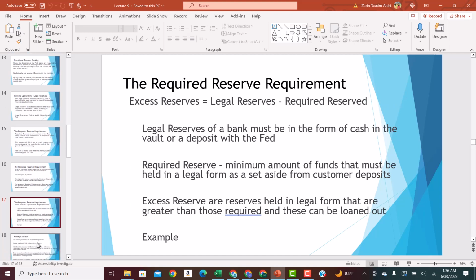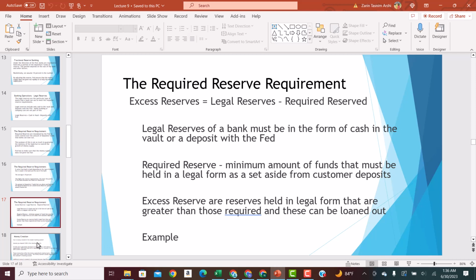There's another term called excess reserve. Excess reserve is basically the final amount of money that banks can loan out to businesses and individuals. The way to calculate excess reserve is legal reserves minus required reserve. Legal reserve is cash in vault plus the deposits of the banks with the Fed. Required reserve is the minimum amount of reserve that banks are required to keep, as set by the Fed.